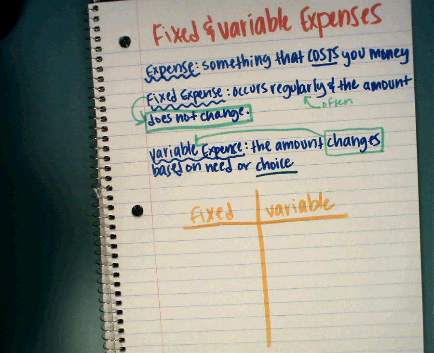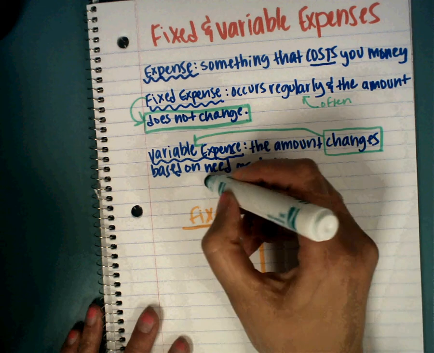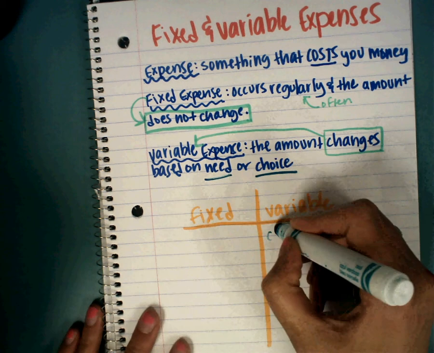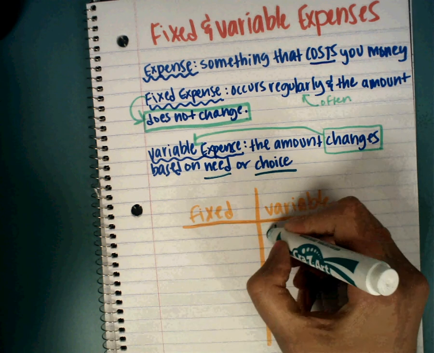Okay? So let's see. What about clothing? Am I going to buy the same? Am I going to get a clothing bill every month? Am I going to have the same clothes that I buy every single month? No, I'm not. So that's going to be variable. It's going to change depending on what I need, right? Need or choose. So clothing is, oops, that marker doesn't work. Clothing would go under variable.